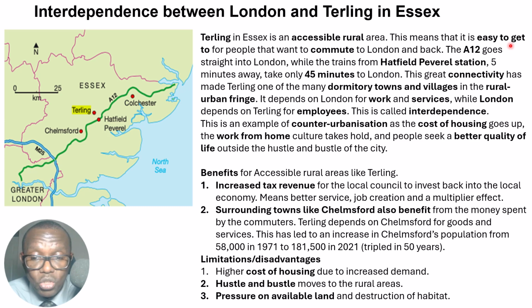Now, Turling depends on Chelmsford for goods and services, and this has led to an increase in Chelmsford population from 58,000 in 1971 to 181,500 in 2021. So the population in Chelmsford has tripled in the last 50 years. However, there are also some limitations or disadvantages.